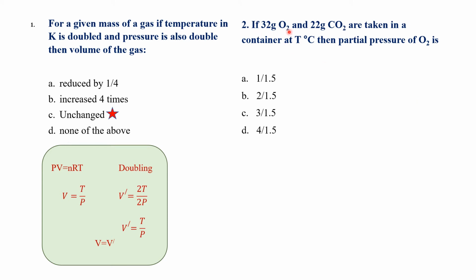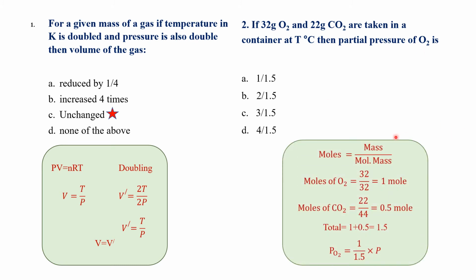If 32 gram of oxygen and 22 gram of carbon dioxide are taken in a container at T degrees C, then the partial pressure of oxygen is. So we will also solve it. First we will find the mole fraction, because the partial pressure has a formula, mole fraction multiplied by total pressure. So we will find the mole fraction. For that we will calculate the moles. Moles is equal to mass divided by molar mass.